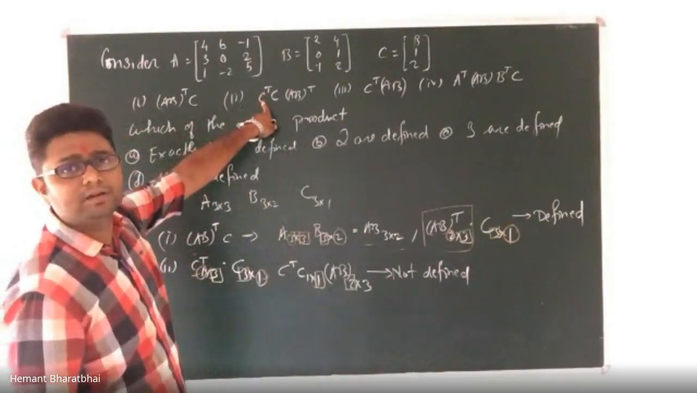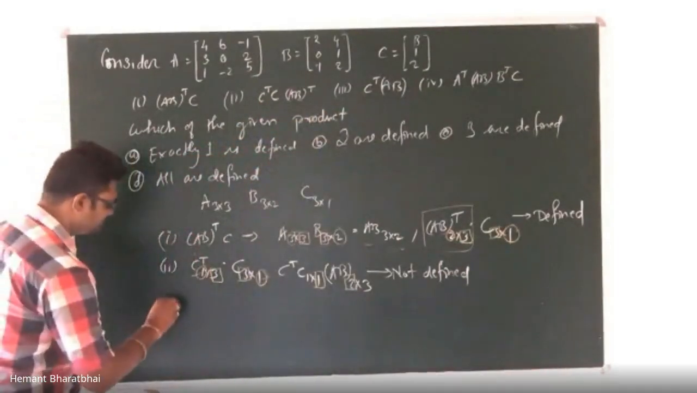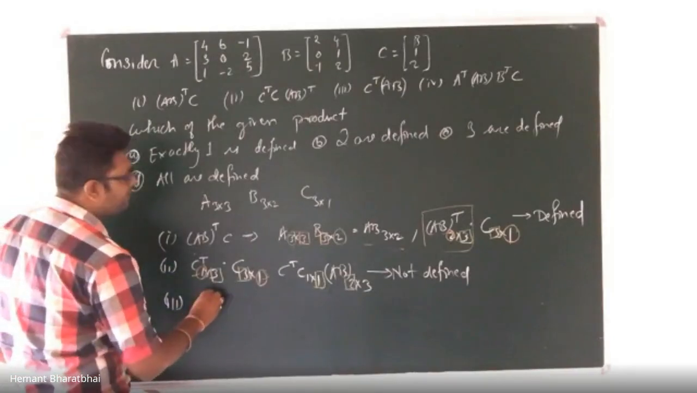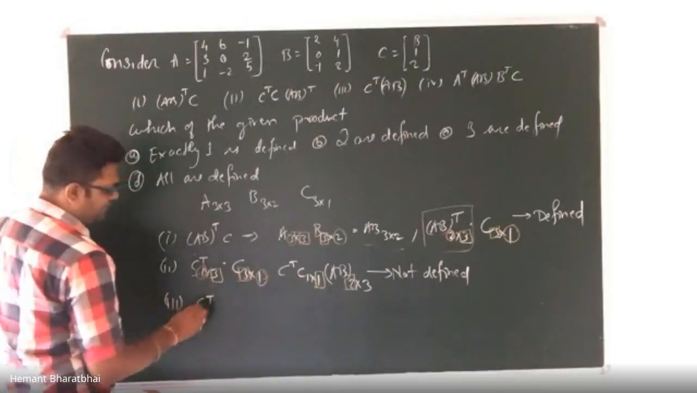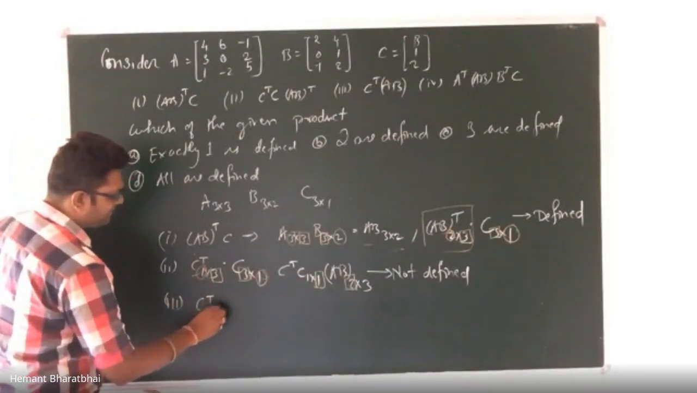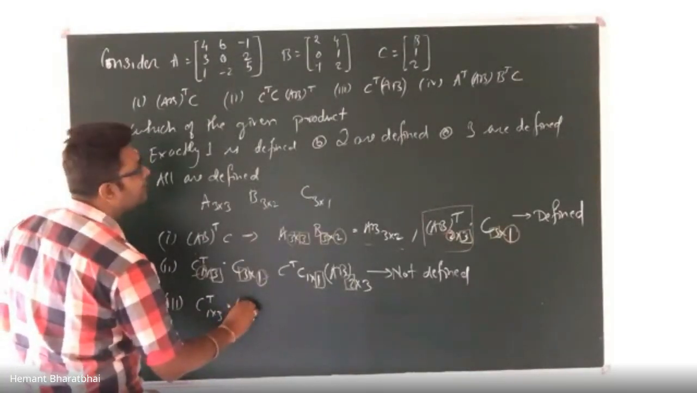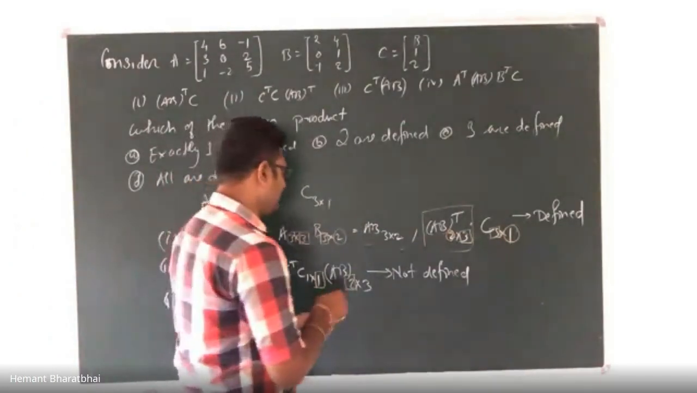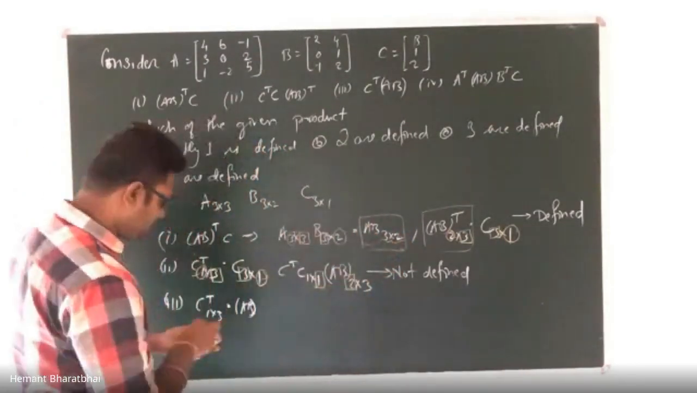So the second is not defined. Let's see third. The third you have C transpose. So C transpose will have an order of 1 by 3 into AB. So AB will have an order which we have already found out over here. AB is having an order 3 by 2.